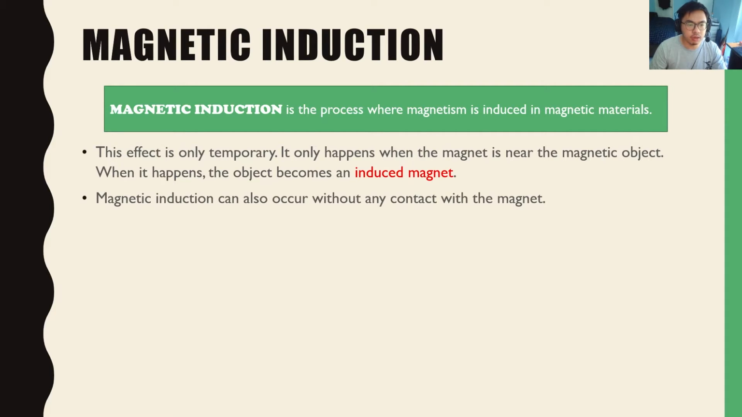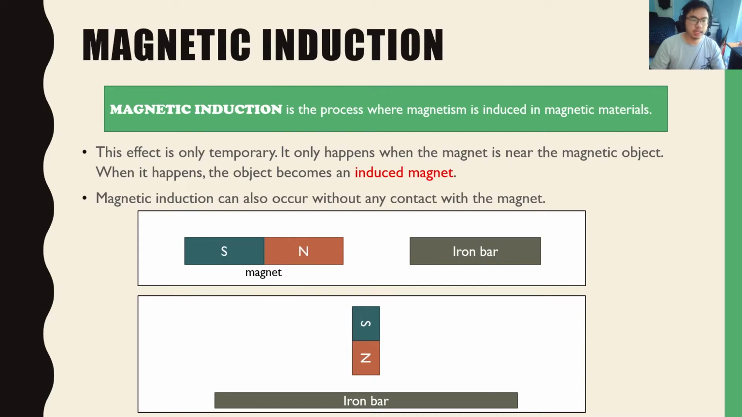Magnetic induction can also occur without any contact with the magnet. For example, here, let's say you have a magnet being brought close to an iron bar. So this magnet will induce this iron bar. It will give this iron bar or lend this iron bar its magnetism. Okay, that's one way to think about it. So this iron bar becomes a temporary magnet or becomes an induced magnet.